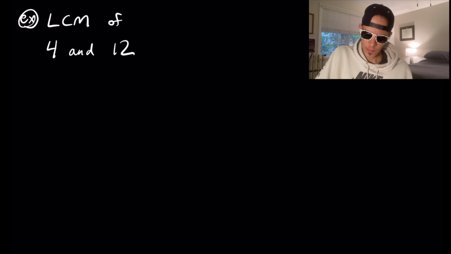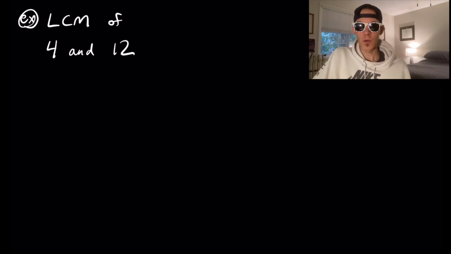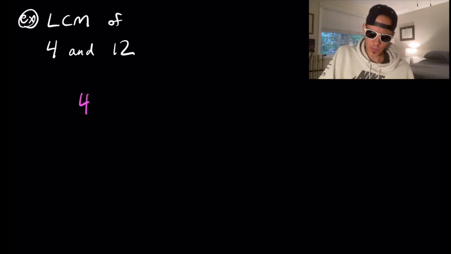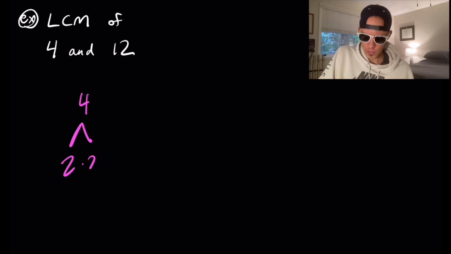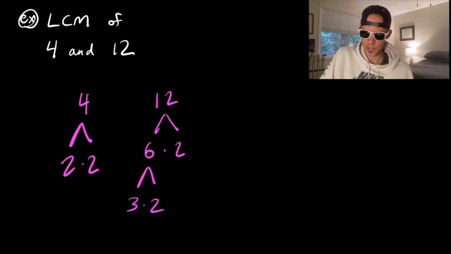All right, for the least common multiple of 4 and 12, you can use prime factorization to figure out the LCM as well. I did a video on that a couple of videos before, so go watch that if you haven't seen it yet. If we do prime factorization on 4, we'll get 2 times 2. If we do it on 12, we'll get 6 times 2, and then that 6 can split down into 3 times 2.